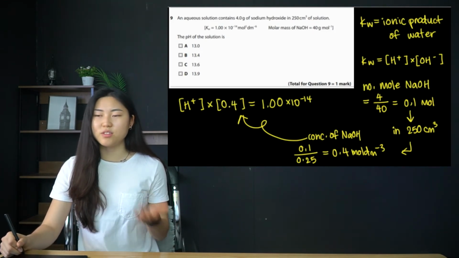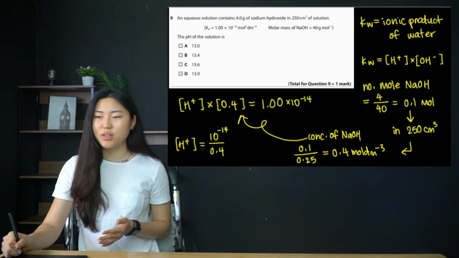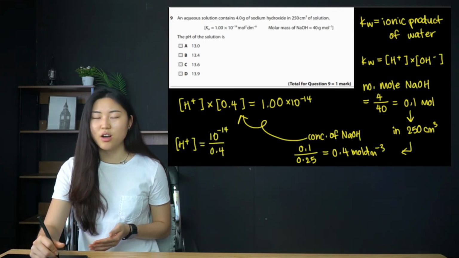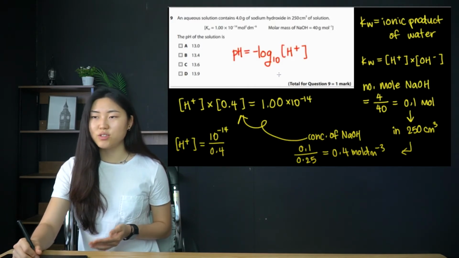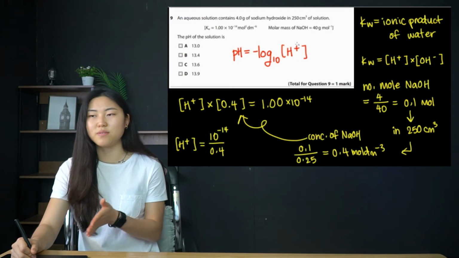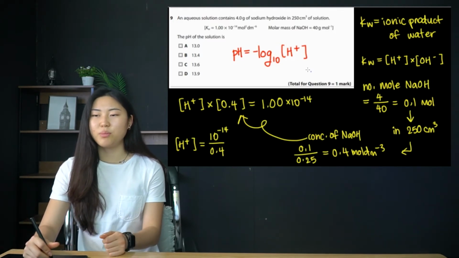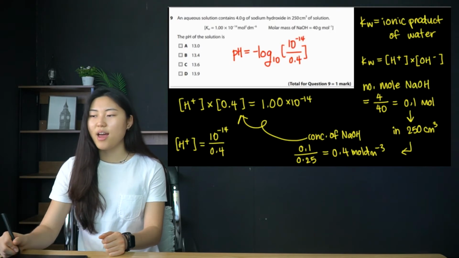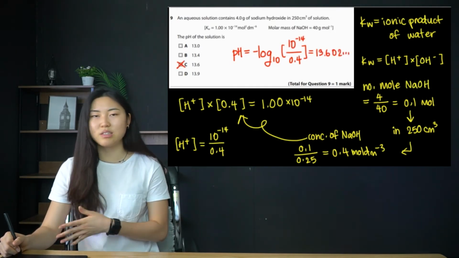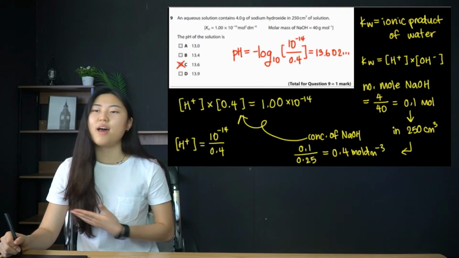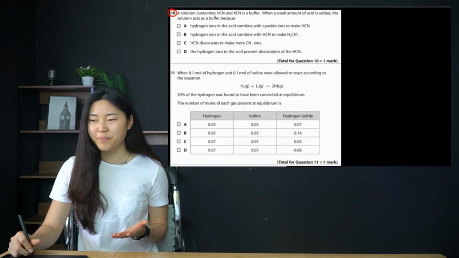So if we substitute 0.4 in, we can rearrange it to get the concentration of protons, H plus. And we know that pH is equal to minus log to the base of 10 of the concentration of H plus, so you can just put that in and work out your pH, which is 13.602. And so therefore you get your answer, which is C, okay?